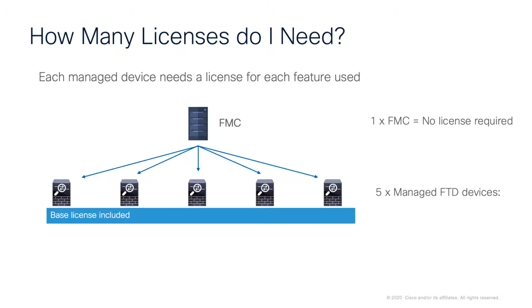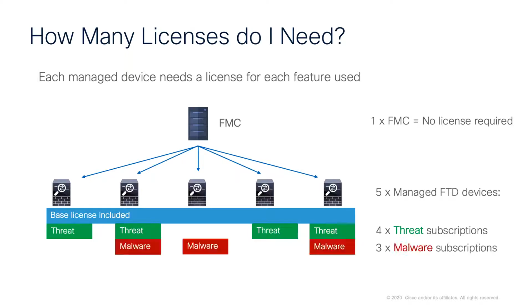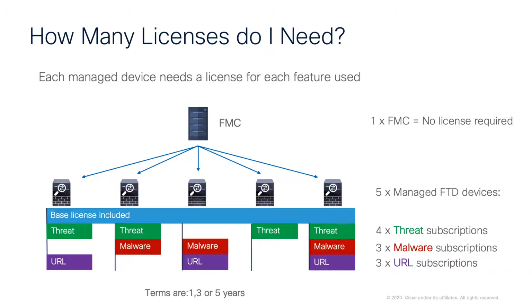Now, if we wanted to apply next generation intrusion prevention to 4 of these devices, then we would purchase 4 threat subscriptions. If we want to apply advanced malware protection to 3 of these devices, then we would purchase 3 malware subscriptions. And then finally, if we wanted to apply the URL web categorization capabilities to 3 of the devices also, then again we would purchase 3 URL subscriptions.